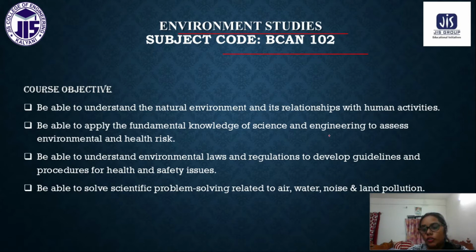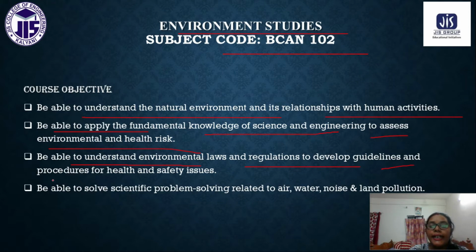These are some of the course objectives that we have. You will be able to understand the natural environment and its relationships with human activities. You will be able to apply the fundamental knowledge of science and engineering to assess the environmental and health risks. You will also be able to understand the environmental laws and regulations to develop guidelines and procedures for health and safety issues, and at last you will be able to solve scientific problems related to air, water, sound pollution, and land pollution.